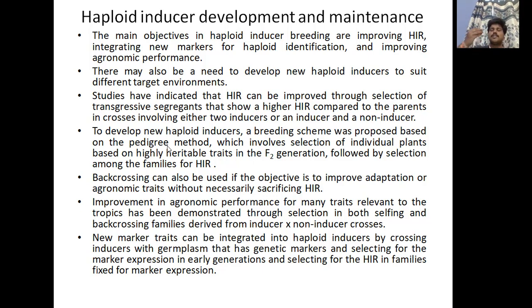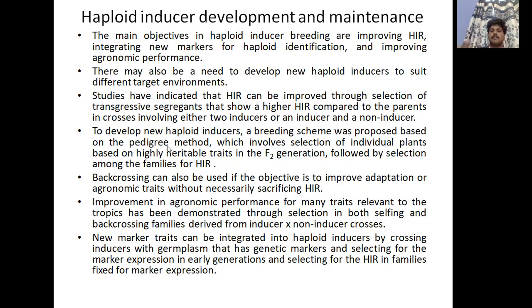method, which involves selection of individual plants based on highly heritable traits in the F2 generation, followed by selection among the families for HAR. Crossing has also been used if the objective is to improve adaptation or agronomical traits without necessarily sacrificing HAR. And improvement in agronomical performance for many traits relevant to the tropics has been demonstrated through selection in both selfing and backcrossing families derived from inducer-non-inducer crosses.